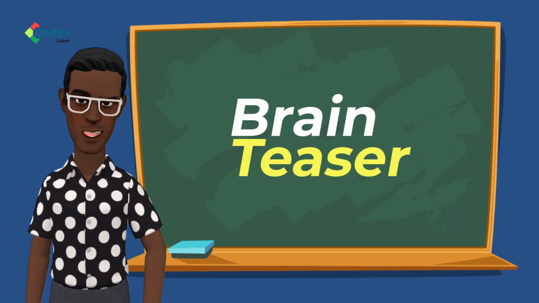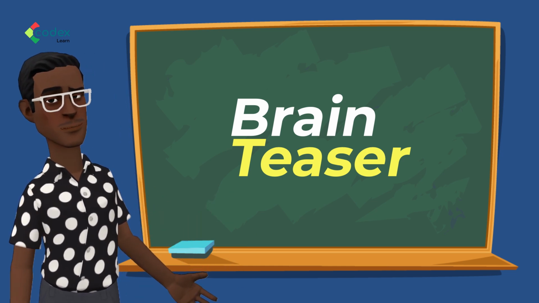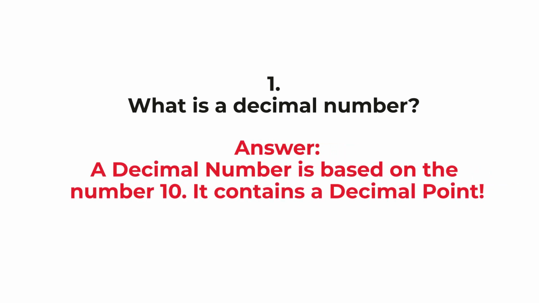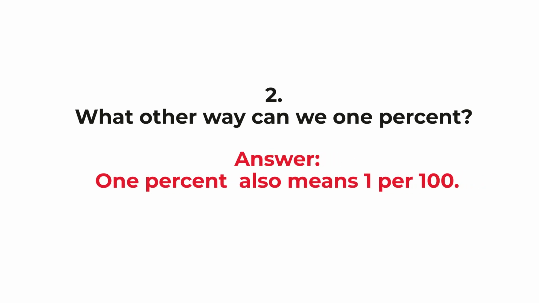Before we finish off here, let me ask you a few questions. This will help me know how well you got on in the lesson. Are you ready? Alright. 1. What is a decimal number? That's great. A decimal number is based on the number 10. It contains a decimal point. Number 2. What other way can we say 1%? That's brilliant. 1% also means 1 per 100.